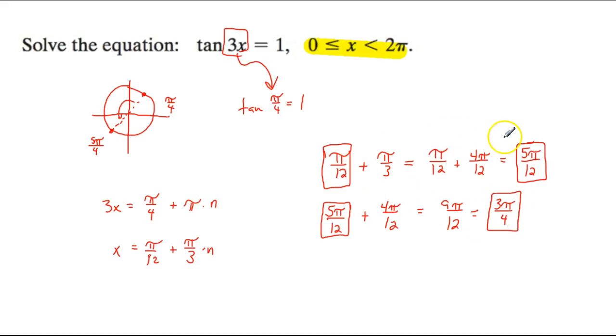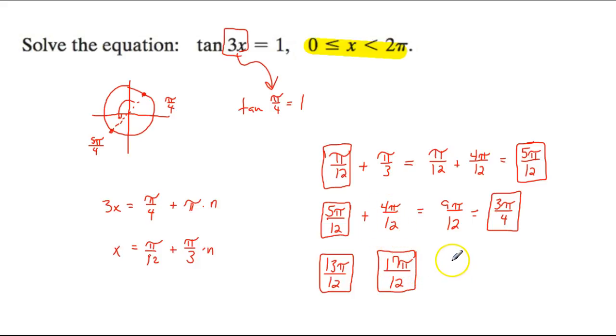Alright, so π/12, 5π/12, I just keep adding 4. So 9π/12 plus another 4π/12 will be 13π/12. Alright, that's the solution. Add another 4π/12, I'll have 17π/12. That's the solution. Again, all I'm doing is adding π/3, because it's 3x, and the period for this particular function is π/3. So I'm adding π/3 over and over, which is the same thing as 4π/12.